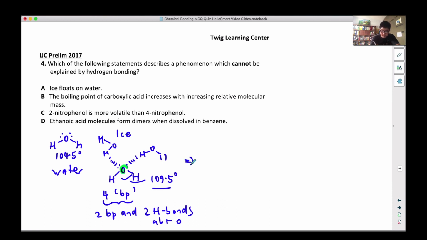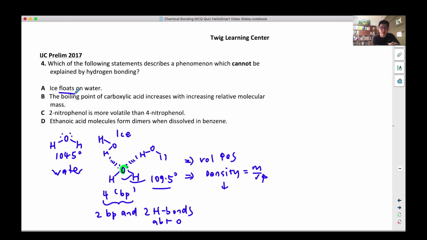That implies the volume actually increases. So what happens to density? Density is equal to mass over volume. So when volume increases, density decreases. That's why ice floats on water. Okay, let's look at the next one.